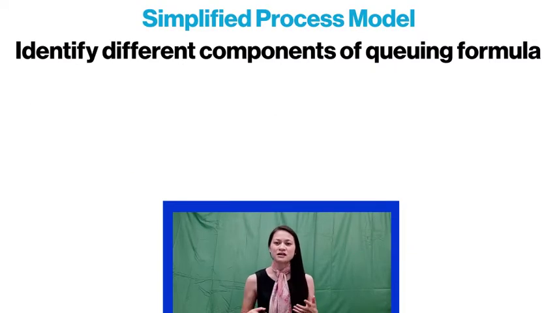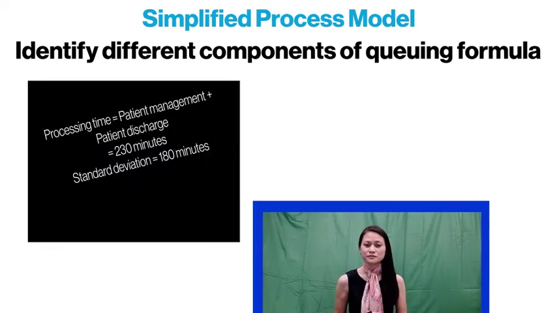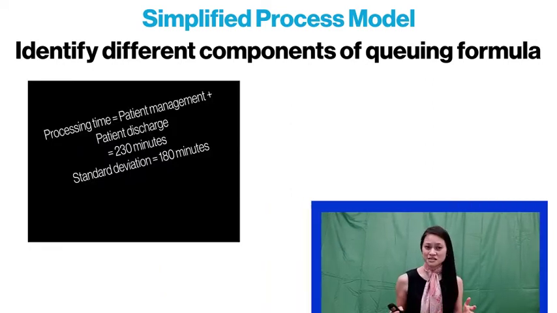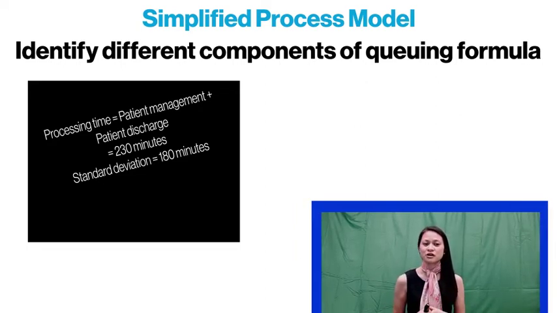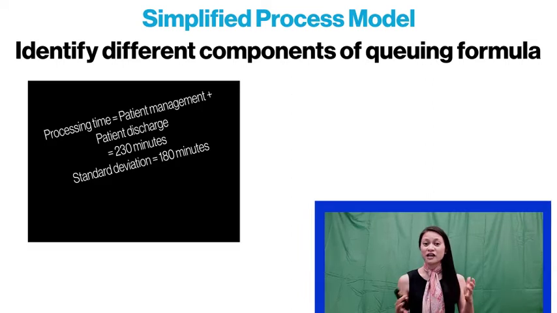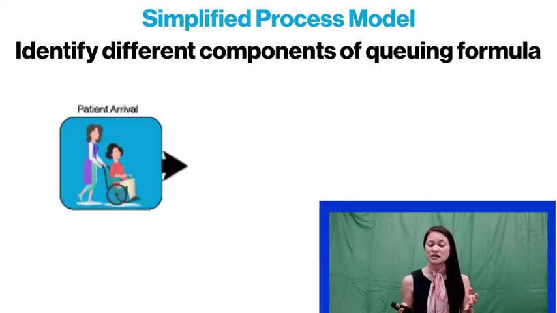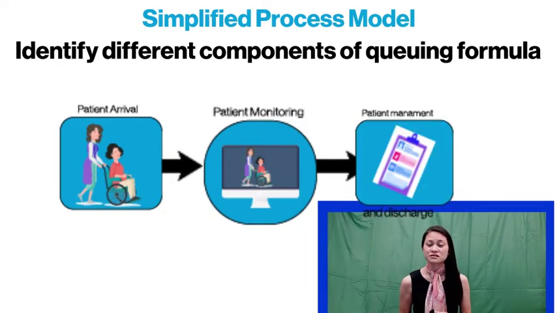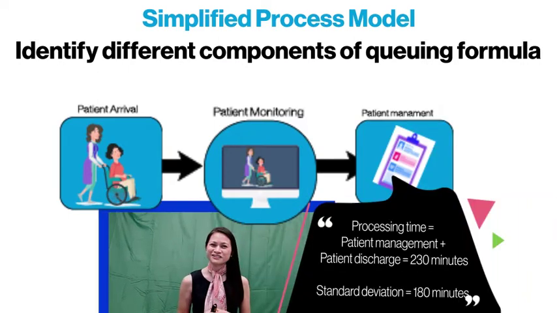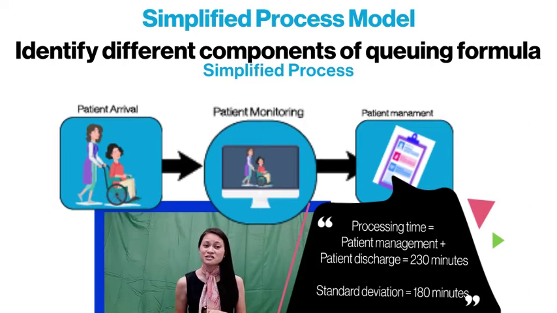Okay, so now we want to start identifying the different components of our queuing formula to see if we can use it. So, the processing time. That is the total time for the patient management and discharge process. And I'm going to look at that, and from the case, I can see that it takes, on average, 230 minutes. But there's a lot of variation there. So the standard deviation is given to us, and it's told as 3 hours, 180 minutes.